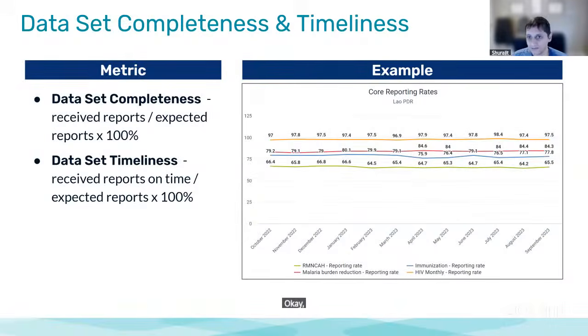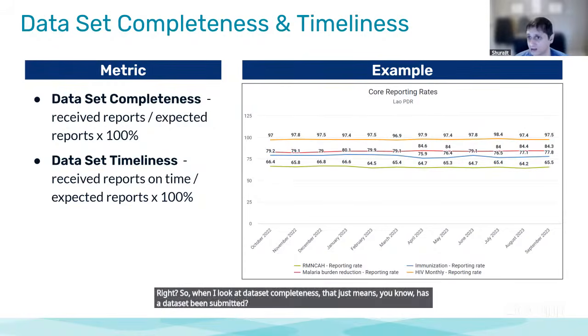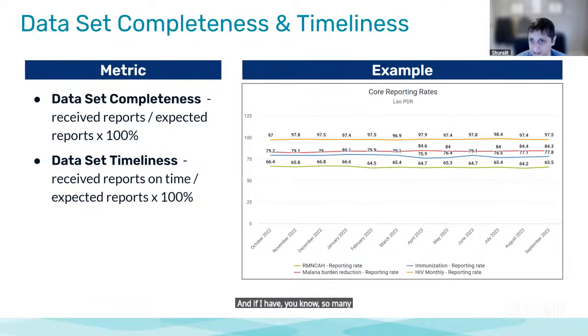Okay, so the first metric that I'll discuss is dataset completeness and timeliness. And this has been the traditional way of assessing completeness inside of DHIS2, right? So when I look at dataset completeness, that just means, has a dataset been submitted? And if I have so many datasets or so many reporting units, then based on this, I can calculate a percentage: the number of datasets submitted divided by the number of reporting units that are supposed to submit that dataset, and I can get a percentage. And we also have this measure of dataset timeliness, which is reports that are received on time.